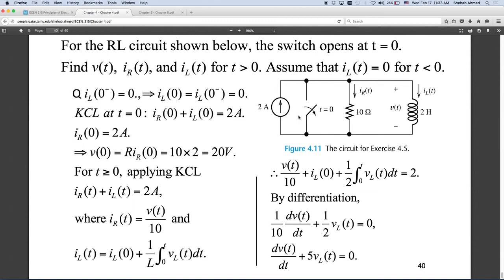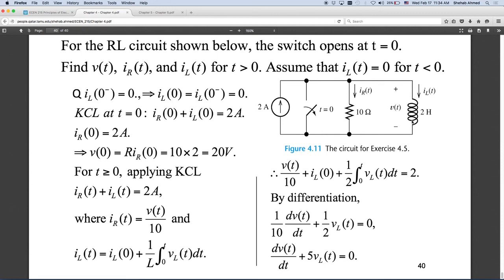Okay, so what's happening here? Here, for the RL circuit, the switch opens at t equals 0. So at t equals 0, I open the switch. Forget about the numbers now. Initially, the switch is closed. If the switch is closed at steady state, it was closed for a long time. So what was happening? The inductor was a short circuit. So the 2 amps was flowing in the inductor. So I know that the steady state value of inductor current is 2 amps.